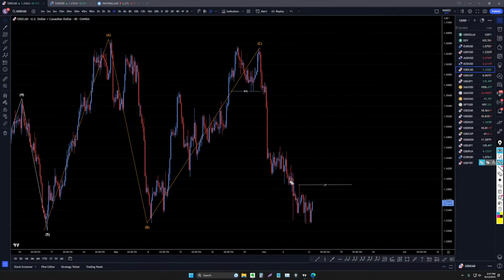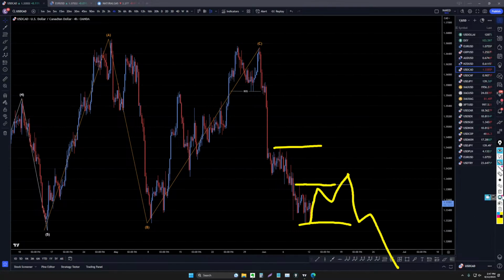4-hour time frame, really our last major structure levels right here, which there is definitely a chance it could take out. But I think even if it does take that out, it's just going to be a correction, probably a correction to this last move down, and most likely will end up continuing the downtrend.